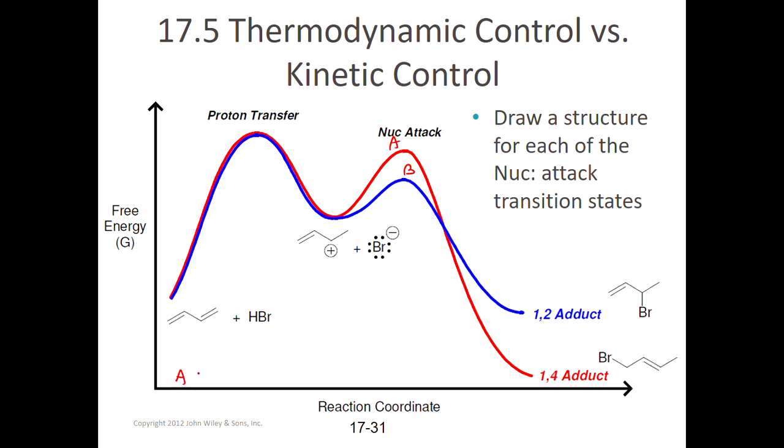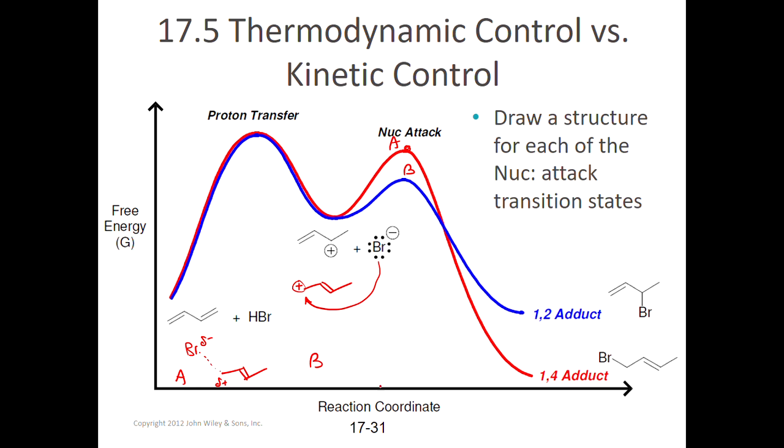Let's take a look at what A looks like. A is where the bromine connects here. That's pathway A. So if I were looking at the transition state A, it would have the bromine coming in there. The bromine would have a partial negative, the carbon would have a partial positive, right? It would be in the process of attacking the carbocation. In the process of attacking, it's starting to form the bond, but it hasn't formed it yet, so I have these partial charges.